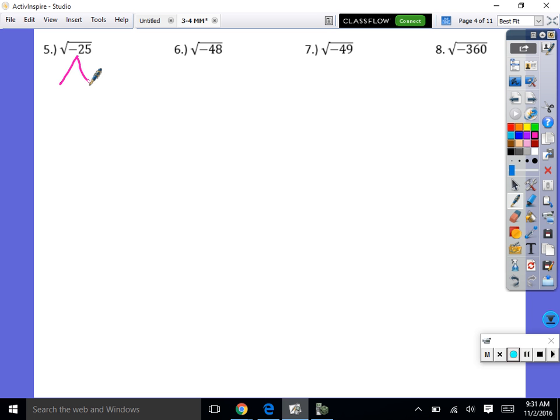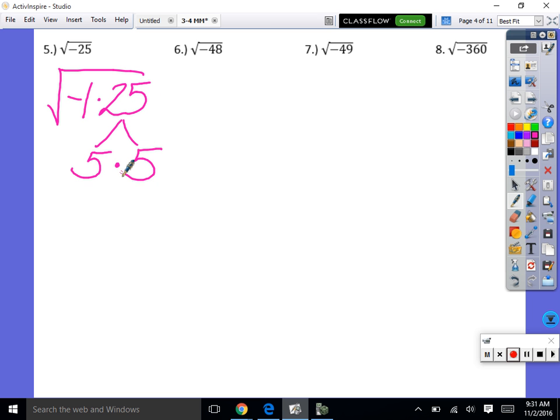Notice there's a negative. So what I want you to think of this as is actually the square root of -1 times 25. So 25 breaks down into 5 times 5. Now we're pulling out groups of 2, correct? So we'll pull out a 5, and then we pull out an I. So then left underneath the house is nothing. So this is our answer, 5I. So this would be considered an imaginary solution when we do it in the quadratic formula.